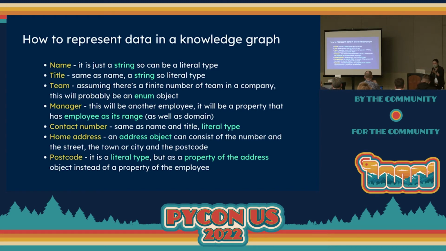And then contact number, I'll just make it a string because we have the crazy brackets there. And then home address, we make them nice into an address object or address subdocument, and then postcode, I'll put that into address as well.